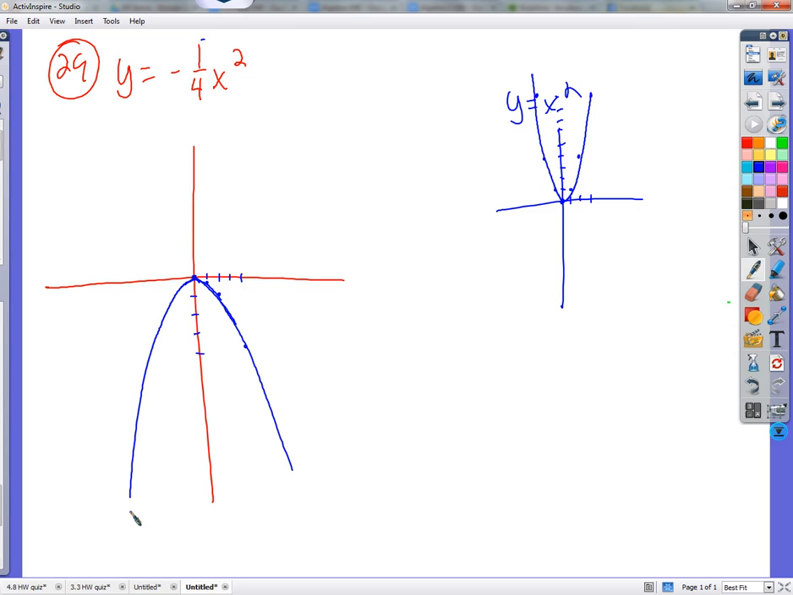The negative in front flips it up and down. The 1/4 is going to make it not as steep. Okay. Next.